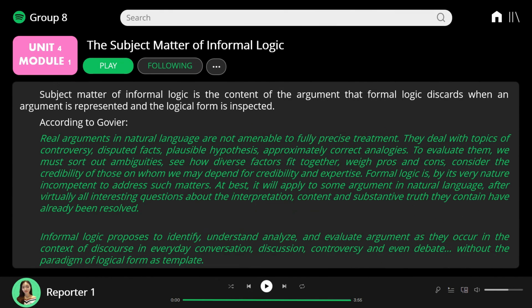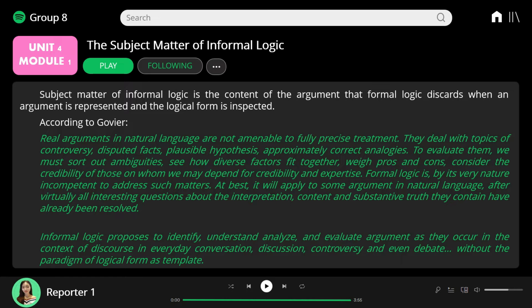Unit 4, Module 1: the subject matter of informal logic. We have discovered in Module 1 of Unit 3 that the subject matter of formal deductive logic is tight, precise, and well demarcated. In contrast, the subject matter of informal logic is the content of the argument that formal logic discards when an argument is represented and the logical form is inspected.